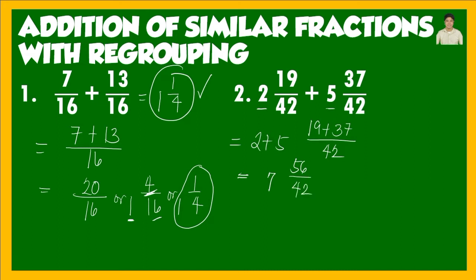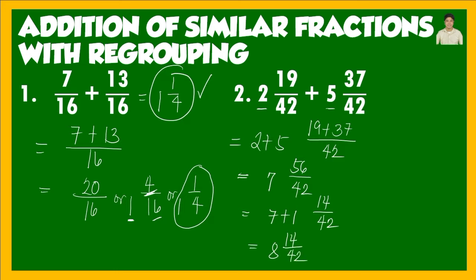So since yung fraction natin dito is an improper, so kailangan po nating mag-regroup. So ilang 42 ang meron sa 56? We only have 1. That is why mag-add ngayon tayo ng 1. So magiging 7 plus 1. And then, ilan ang remainder? So 56 minus 42, we have 14 over 42. So add ngayon natin 7 and 1, 8. And then 14 over 42.